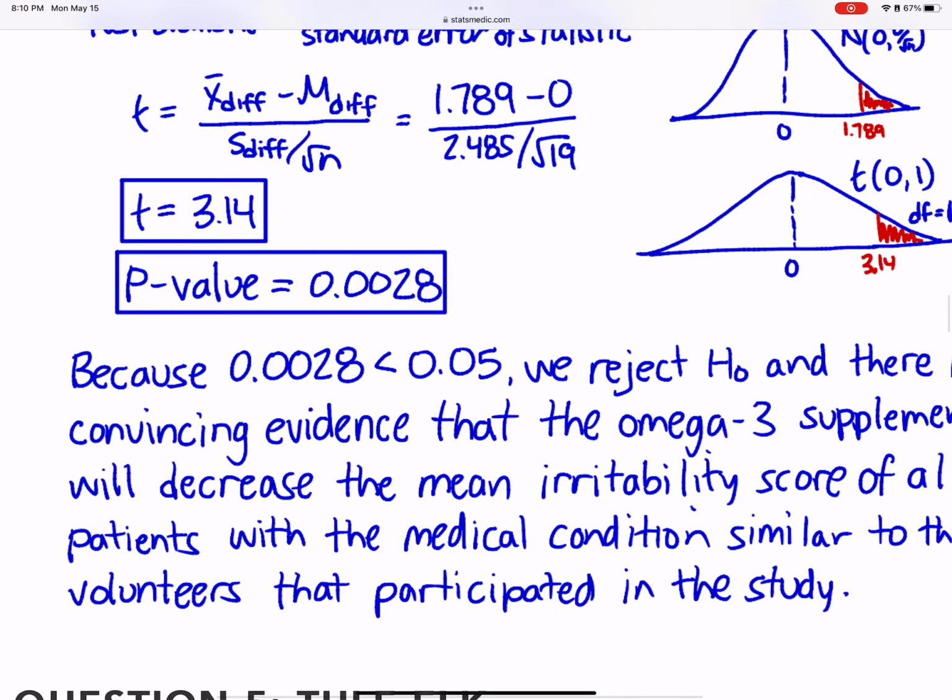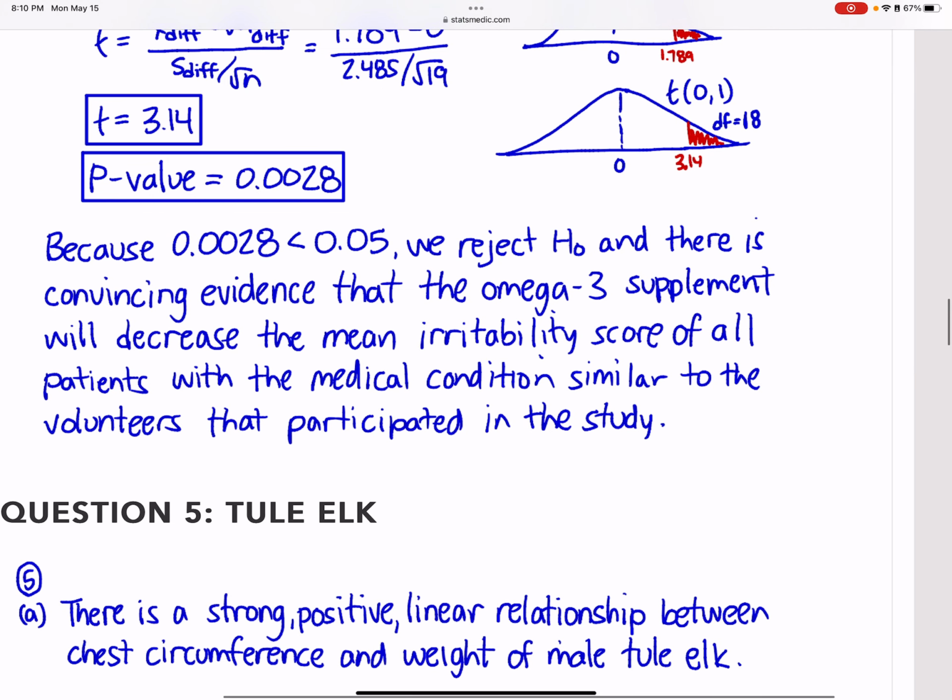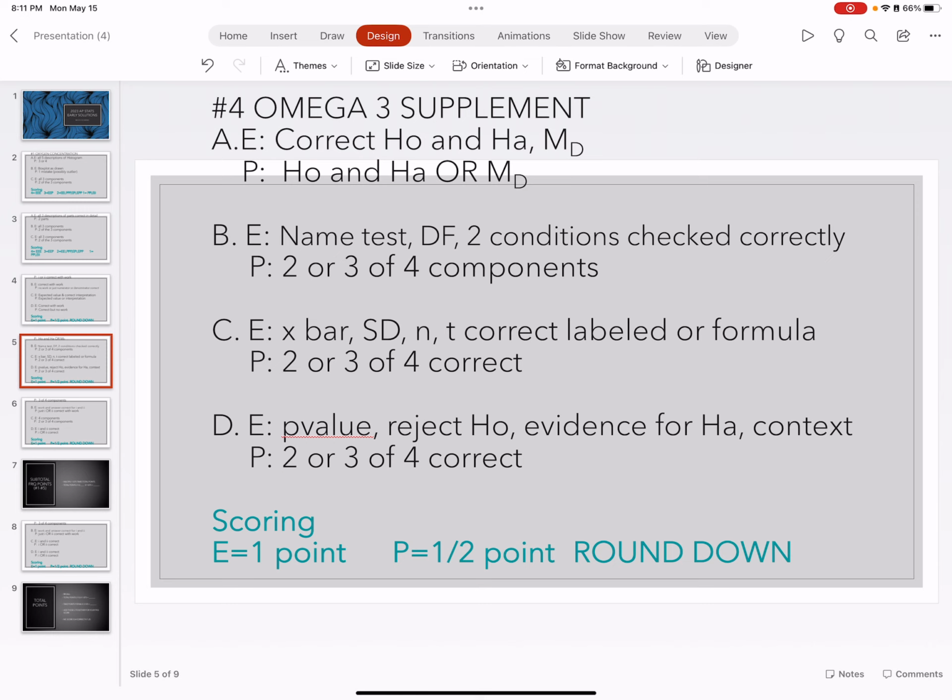And the last part, I believe that said, first of all, I found my p-value. Then I rejected H0, because I linked the p-value to the H0, where I said because it's low, we reject H0, and there is convincing evidence. So you have to have, 1, the p-value, 2, the connection between the p-value and 0.05, and then I'm rejecting H0, and there's convincing evidence, and then I've got my context in the study. So we have my p-value, reject H0 because of the alpha, evidence for HA, context. If you had 2 or 3 of those 4, we're going to give you a P.